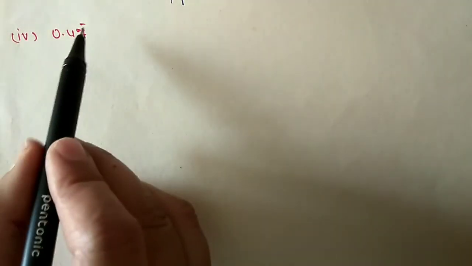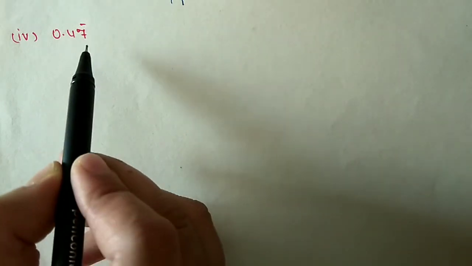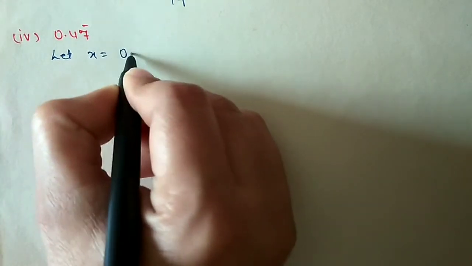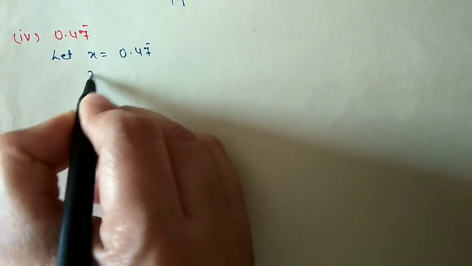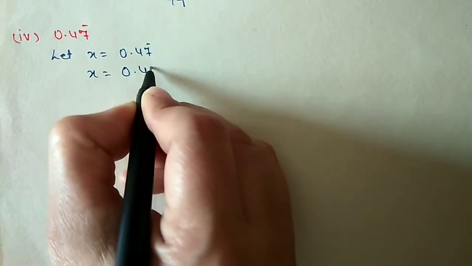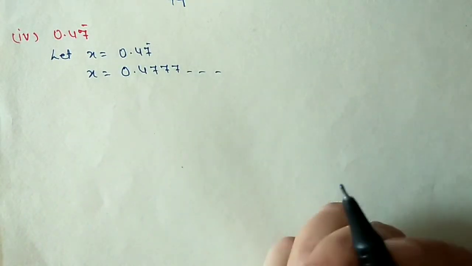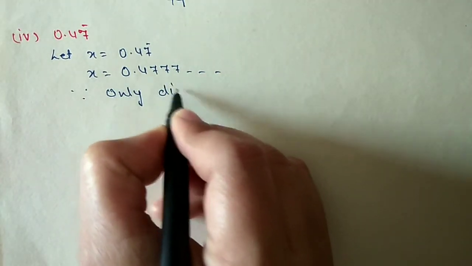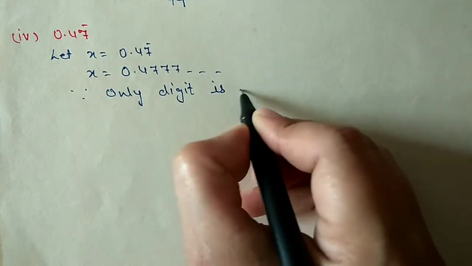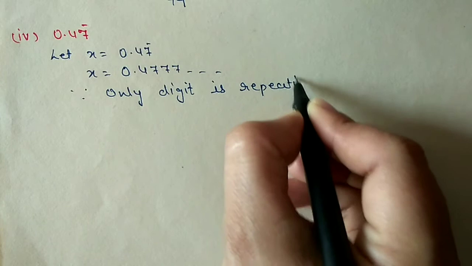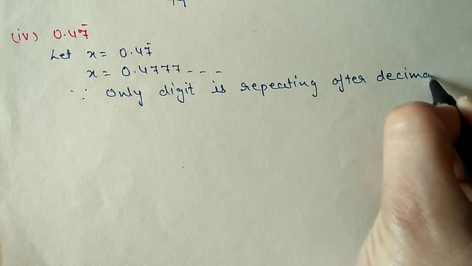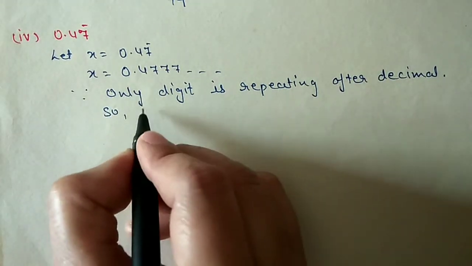Next, fourth part, 0.47 bar. So here the bar is over the 7, it means only 7 is repeating here. So first we will take let x is equal to 0.47 bar, or we can write x is equal to 0.4777 up to infinity. Because only one digit is repeating after the decimal, so multiply with 10 both the sides.